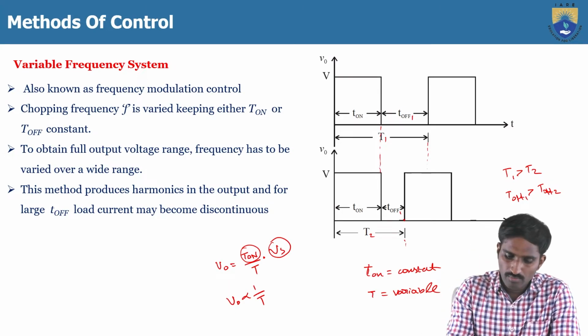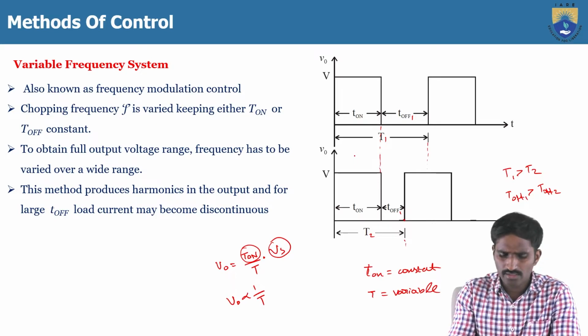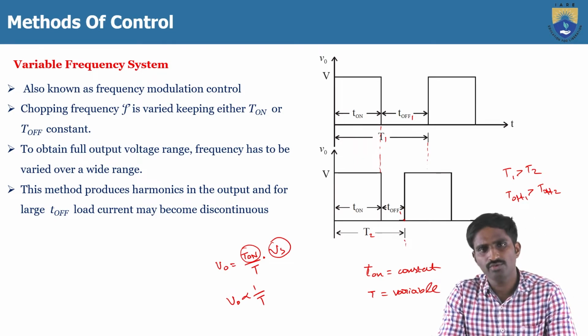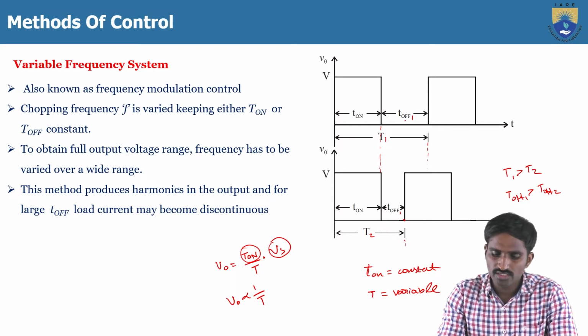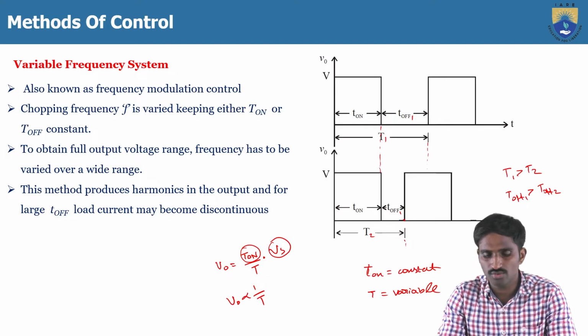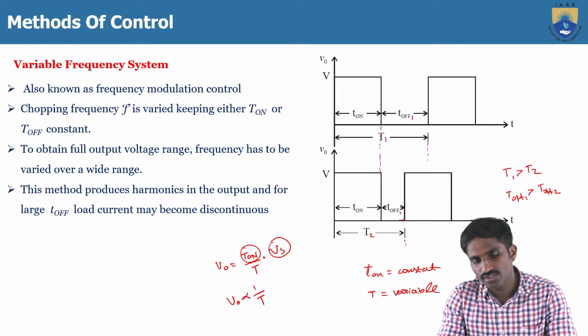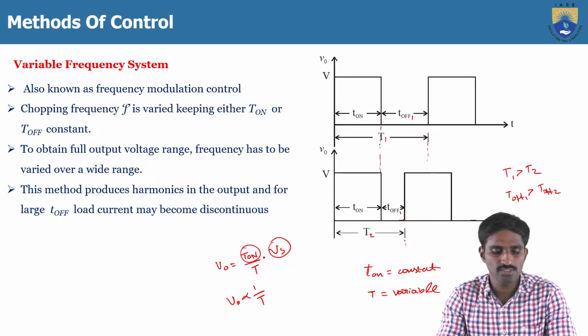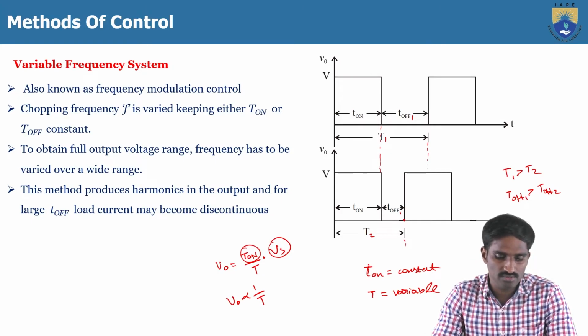By keeping the T on constant, I mean, in another way also you can make it possible. You can just keep T off as a constant, and then you can change T. That is also possible. There is no condition that we must keep only T on constant. We can also make T off constant, and by making the T off constant, you can vary T. That is also fine in this control.